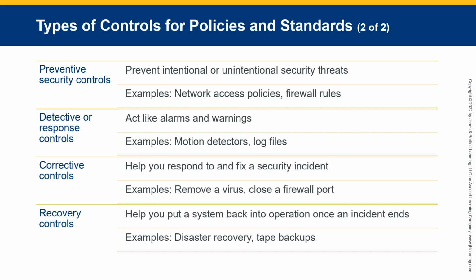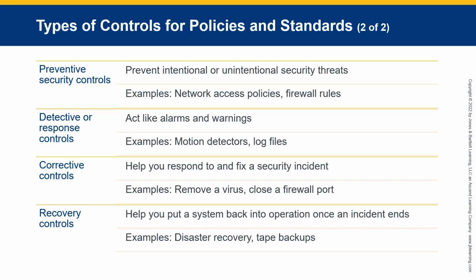Types of controls for policies and standards. Second page. Preventive security controls prevent intentional or unintentional security threats. Examples include network access policies, firewall rules, and locks on wiring closets and server room doors. Detective or responsive controls act like alarms and warnings. These controls kick in after an incident begins. Examples include motion detectors, log files, and files that contain system and audit information.